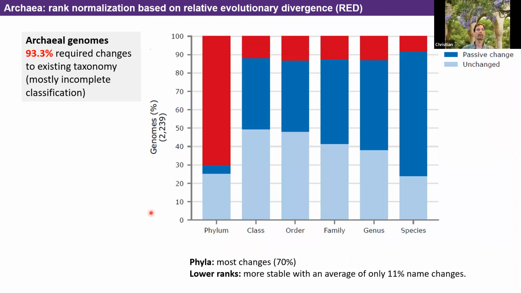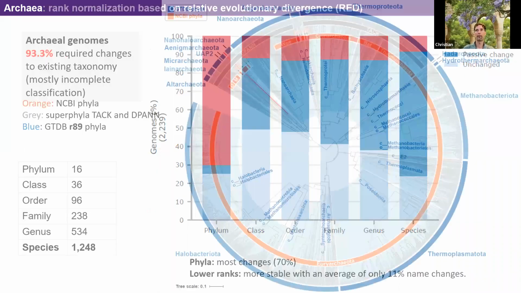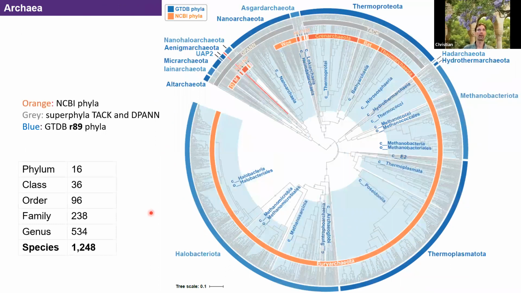And the reason for that, I think you can already figure out, is mostly the uneven application of ranks, especially phyla. So to show you that, again, that's the R89 taxonomy, where we compare GTDB versus NCBI. That is a protein tree based on 122 markers, and I decorated that with the NCBI taxonomy in orange and the GTDB taxonomy, the newly derived one, in blue back then.